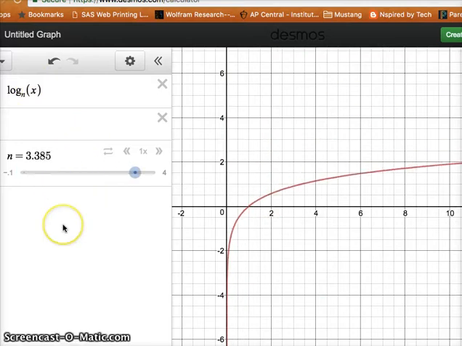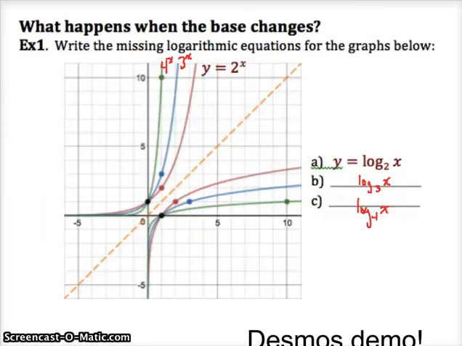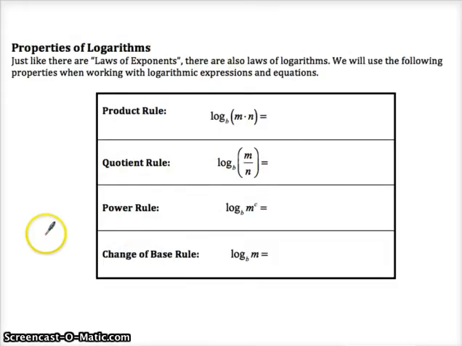Okay, that's kind of mesmerizing. You can watch this over and over again. That's kind of fun. Okay, yay, Desmos. You can actually put in sliders like that on your calculator too. It's not as fun to watch that animated.